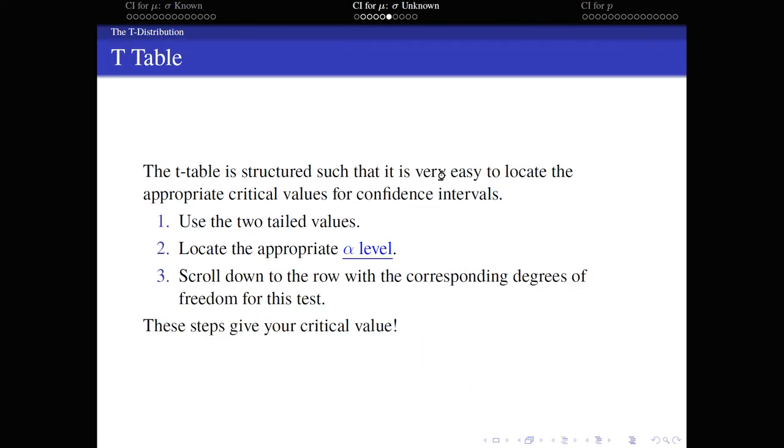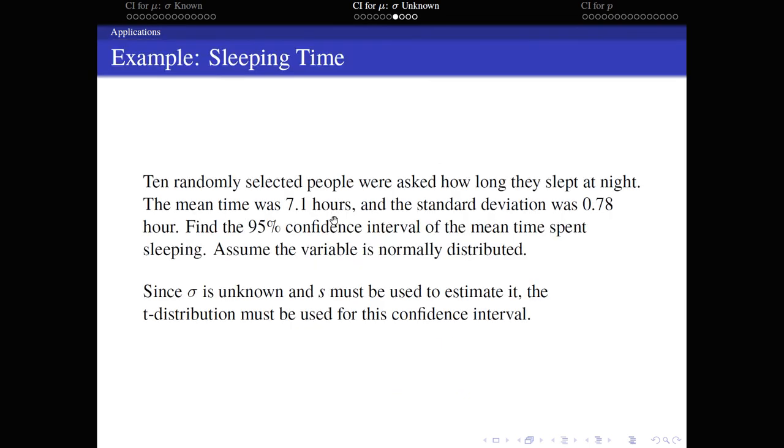Let's go to a different example here. So we're looking at the mean hours of sleep per night. And let's say that somebody proposed that from this sample that the people were randomly selected from, let's say these were college students, 10 randomly selected college students. Let's say that somebody proposed that college students sleep on average about 10 hours per night.